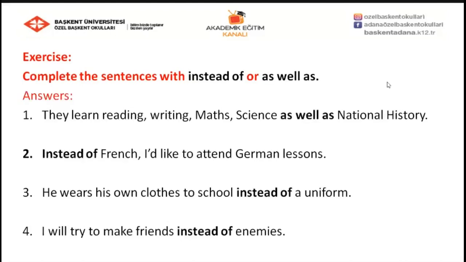Okay, can we say that they learn reading, writing, maths, science, as well as national history? Instead of French, I would like to attend German lessons. He wears his own clothes to school instead of a uniform. I will try to make friends instead of enemies.